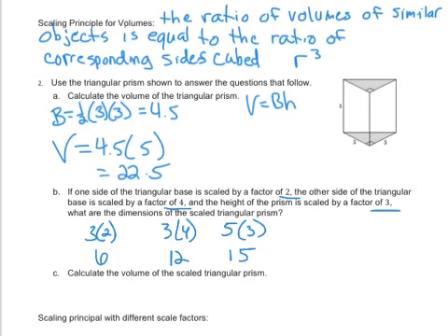So we're going to calculate that volume, and that volume is going to be 1/2 the base times the height of the base times the height of the whole prism. So 1/2 times 6 times 12 times 15. That volume ends up being 540.